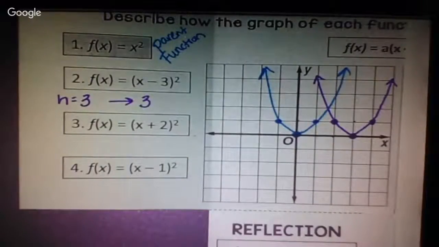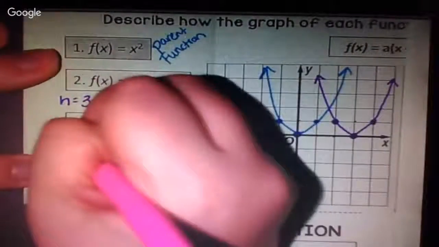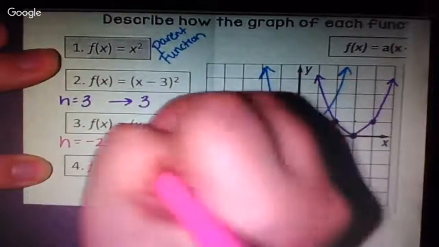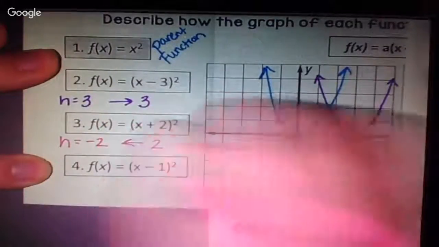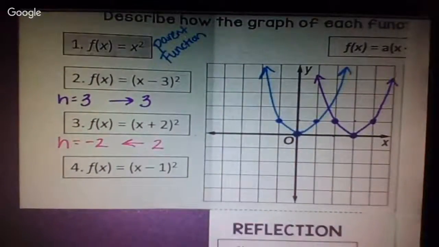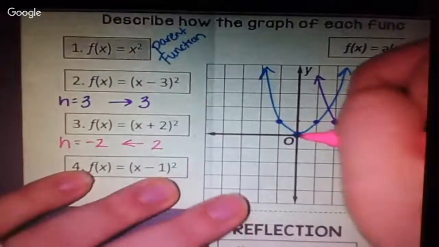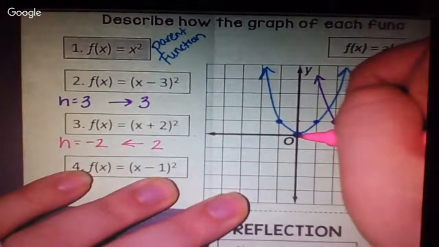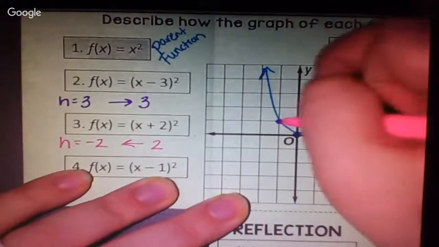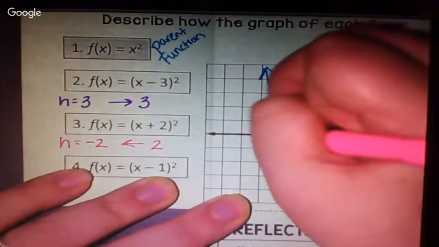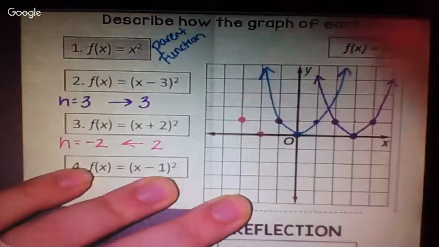Take a look at number 3 then. What is my h value in this one? Negative 2. So which way am I moving? To the left. Okay. The biggest thing is remembering if it's inside the parentheses with the x, it should always be opposite. So again, from the original picture, we're moving to the left by 2. So 1, 2, and 2.